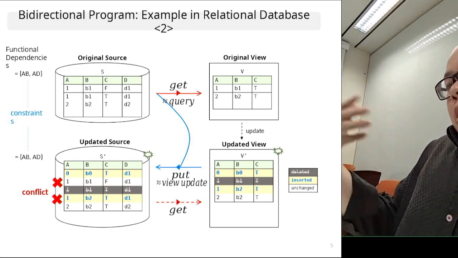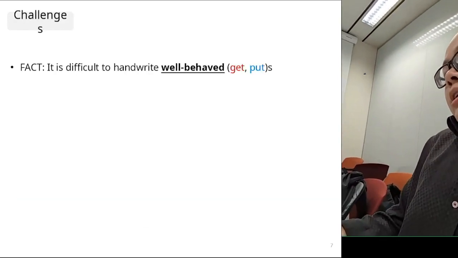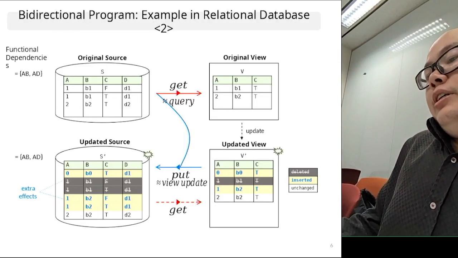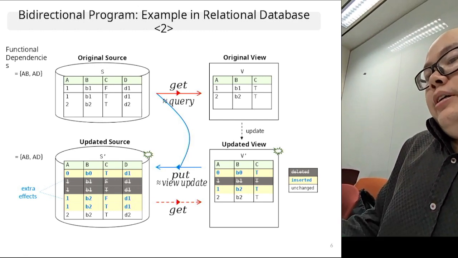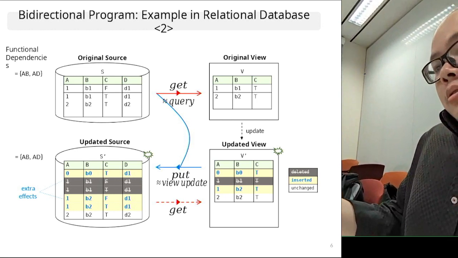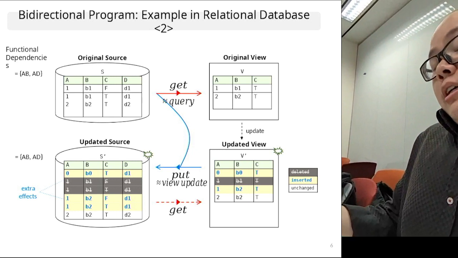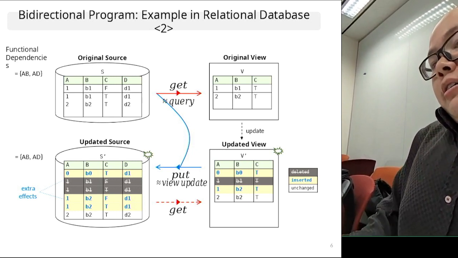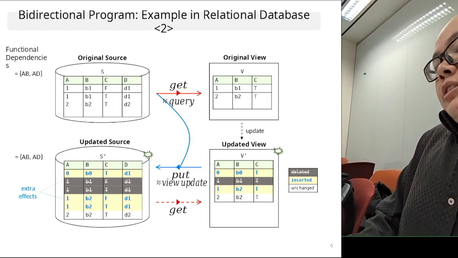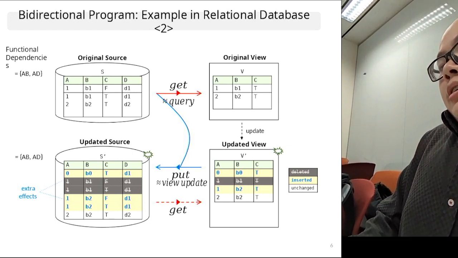In the next slide, slide 4, I show you an example of a bidirectional program in a relational database. The forward program get is actually a query. Suppose I have a source database with relation S consisting of 4 columns A, B, C, and D. I write the query get by dropping the last column D and selecting tuples with the C value equal to T. So I obtain the original view V.